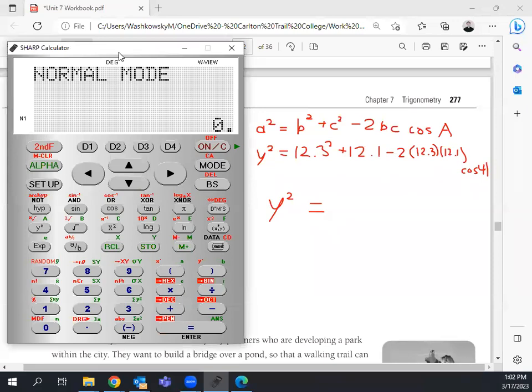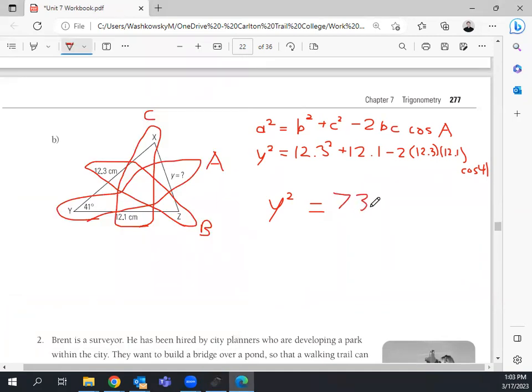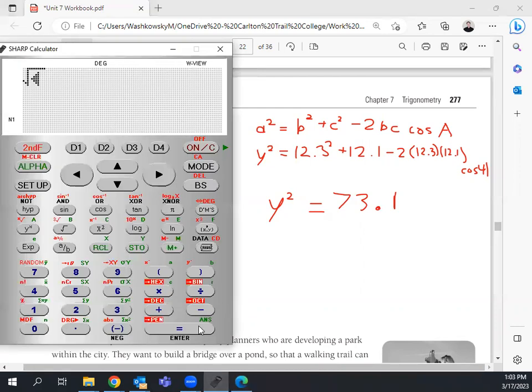So with this one, we've set it up, we've labeled our sides, and now I've set up my equation. So now I'm just going to plug it in. 12.3 squared plus 12.1 squared minus 2. Put the brackets in. It will mess it up if you don't have the brackets. So it's really important. Times cos of 41. So you plug that all in, you should get 73.1? Yeah. Okay, and then I just take that and I'm going to square root it. And I get 8.55.